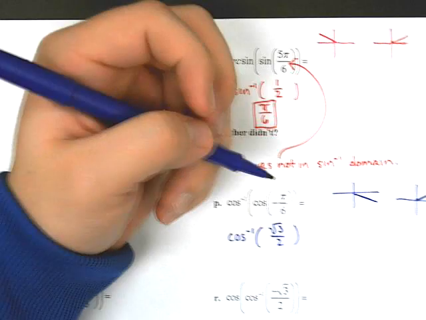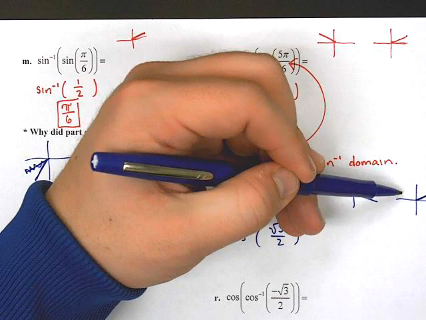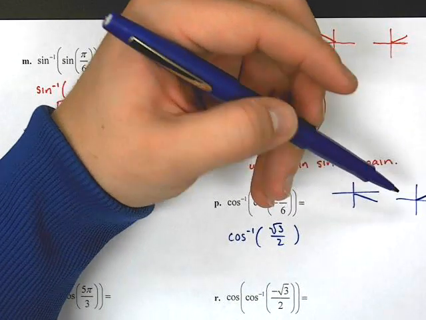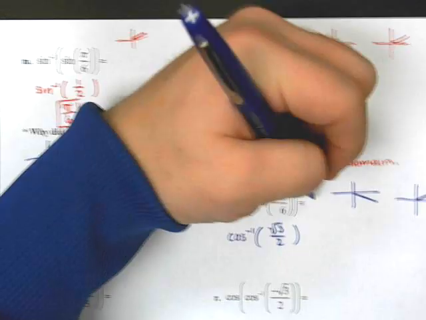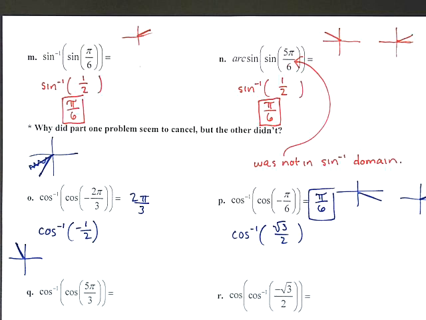I hope that makes sense why I had to switch. Inverse cosine has to be in quadrants 1 or 2. It cannot be in quadrant 4. So I have to redraw the picture and rethink this one through. Now, this just turns into pi over 6. And I'll box that.